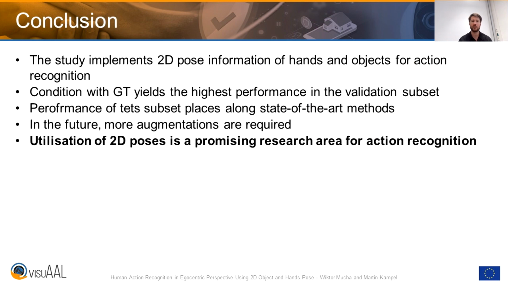To conclude the talk, the study implements 2D pose information of hands and objects to perform action recognition. The condition where we are using ground truth, so we have very accurate pose, yields the highest performance in the validation subset. The results in the test subset place among state-of-the-art methods, which creates the demand for better data augmentation in the future. And the takeaway message is that 2D poses are a very promising research area for action recognition.